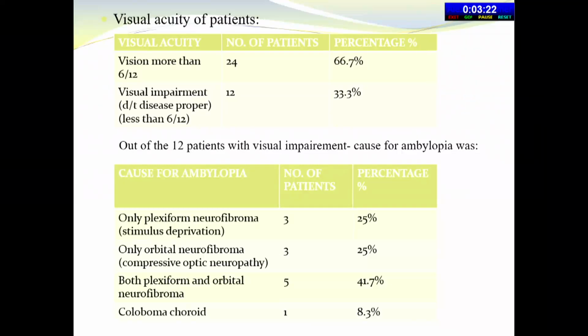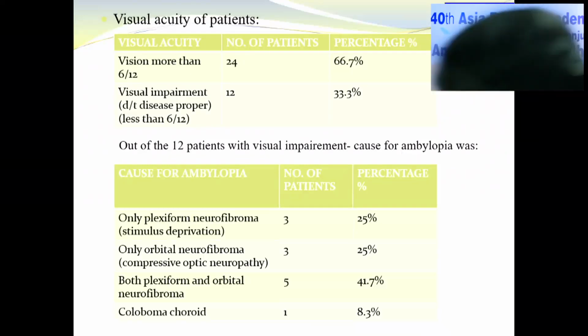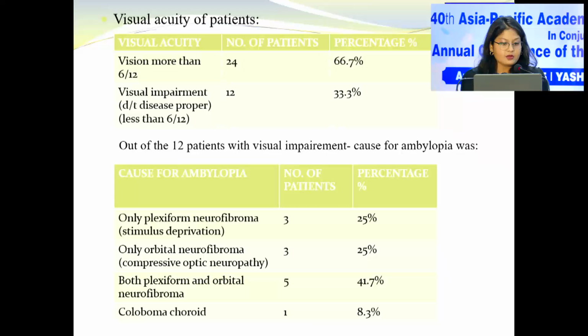Vision better than 6/12 was seen in 24 patients. Visual impairment was seen in 12 patients. Out of the 12 patients with visual impairment, the cause of amblyopia was only plexiform neurofibroma in 3 patients, only orbital neurofibroma in 3 patients, both plexiform and orbital neurofibroma in 5 patients, and coloboma of the choroid in 1 patient.